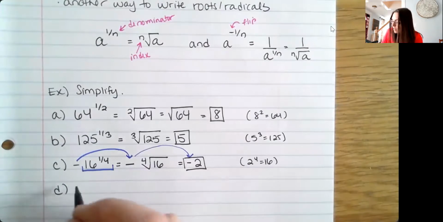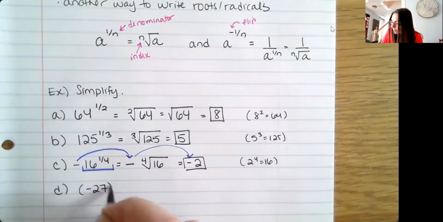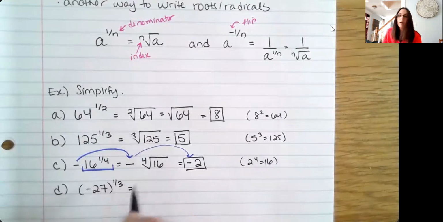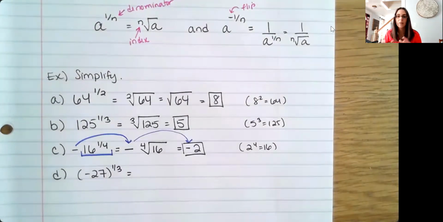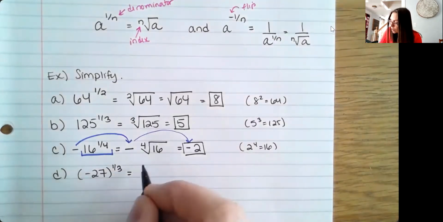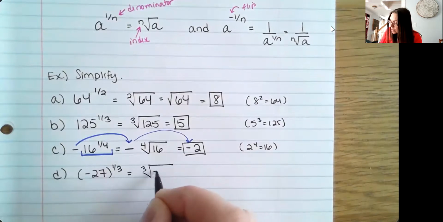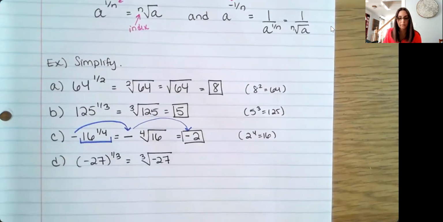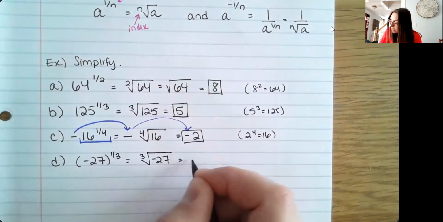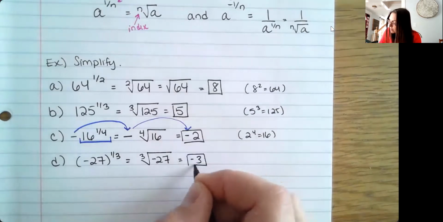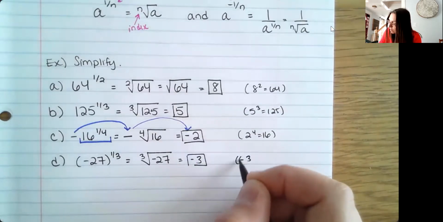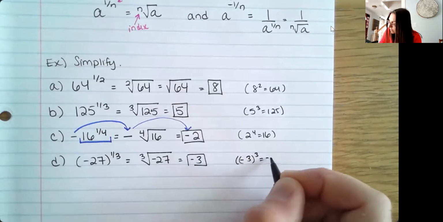Now that's different than this problem. Notice here I have parentheses. So that means this whole thing is part of the root. That negative is inside the root now. This is a 3, so I have a cubed root of -27. Now the answer there is -3 because -3 cubed is -27.